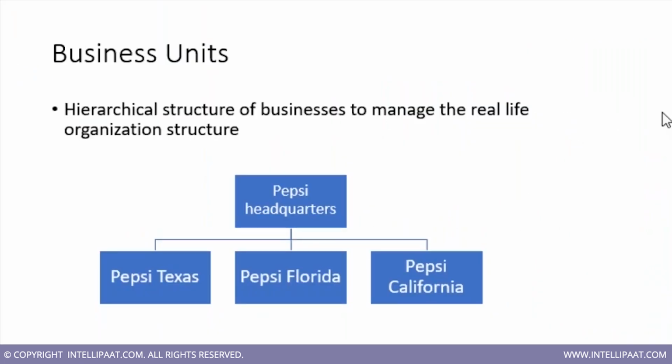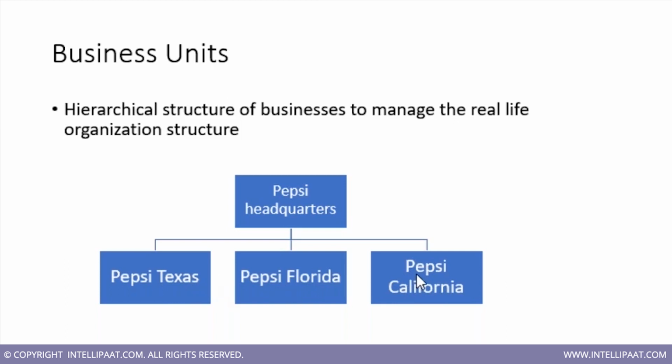Business units. The idea of business units is to mimic the hierarchy in a real-world organization. For example, I've added an example of Pepsi over here. You create this level of structuring in Marketing Cloud with the help of BUs. Pepsi headquarters would be a parent BU, for example, and these other three would be the sub BUs. So this kind of structure is mimicked with BUs and sub BUs. Why do we do that?